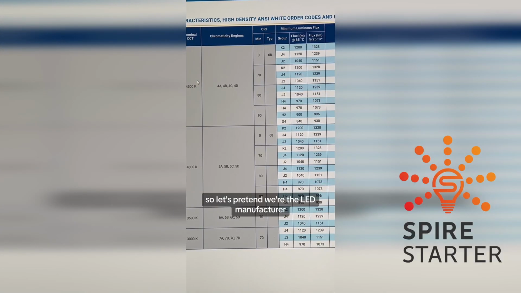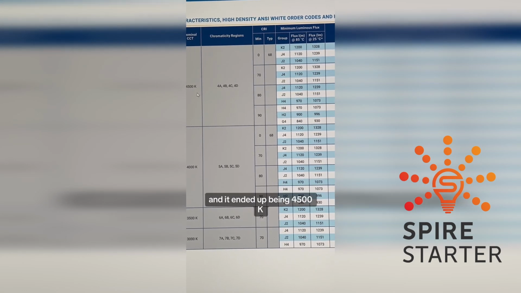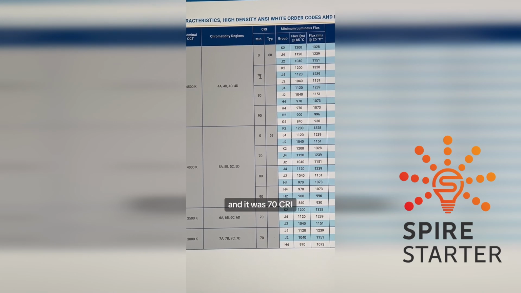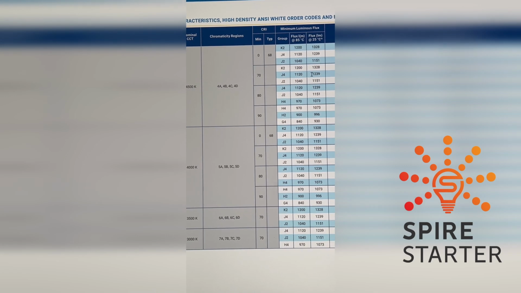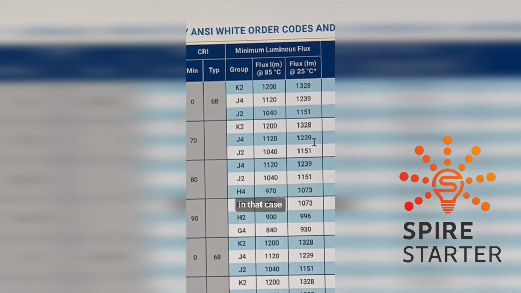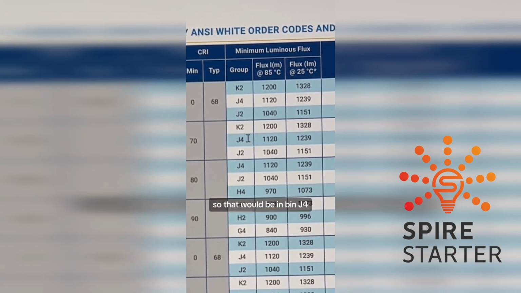So let's pretend we're the LED manufacturer and we just got one of these LEDs fresh off the lithography press or whatever, and it ended up being 4,500K, and it was 70 CRI, and when we flashed it on an instant on, so that would be the 25 degrees C column, we got 1,250 lumens. In that case, it's more than the minimum for the J4 group, but it's less than the minimum for the K2 group. So that would be in bin J4.